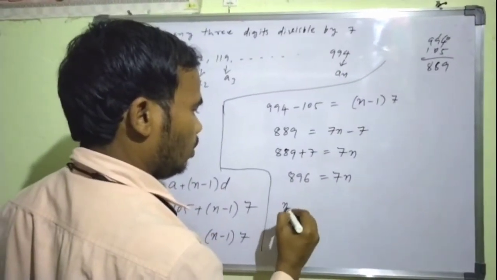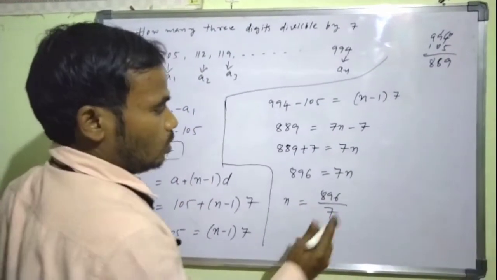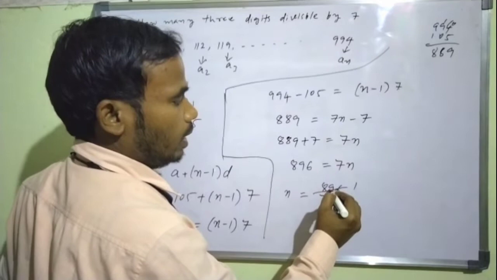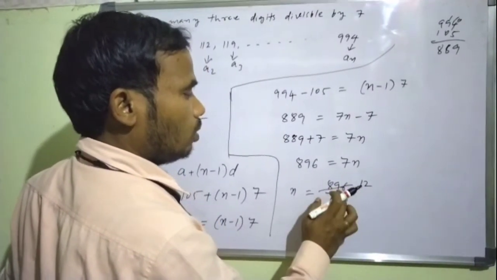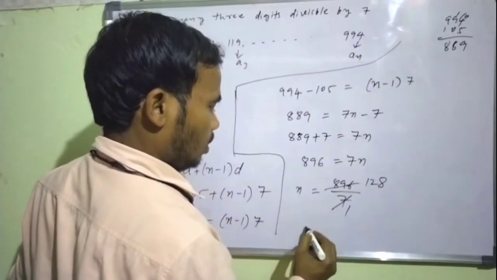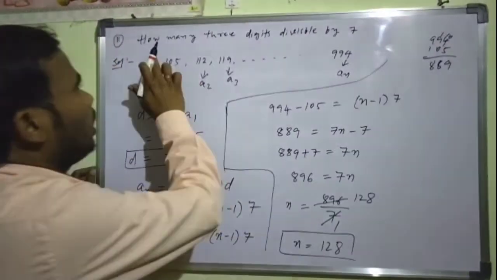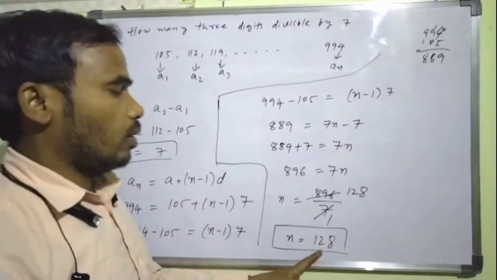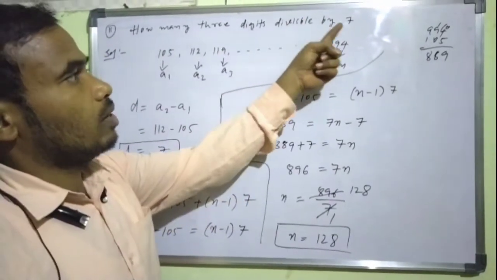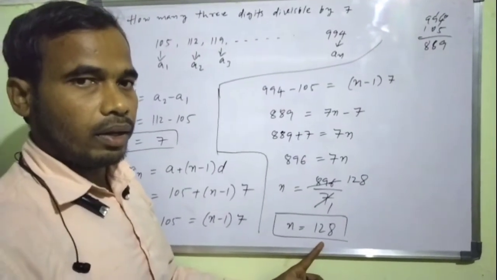So we need the n value. So 896 divided by 7, it becomes division, so do the cancellation. 7 1s are 7, 7 1s are 7. How much balance? 1 balance, that makes 19. So 7 2s are 14. 19 minus 14 leaves 5. 7 8s are 56. n is equal to 128. So the number of terms, that is how many 3-digit numbers there are, 128 numbers. These 3-digit numbers are divisible by 7. There are 128 three-digit numbers divisible by 7.